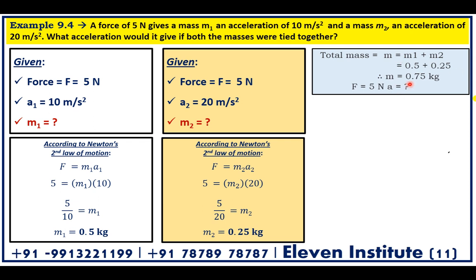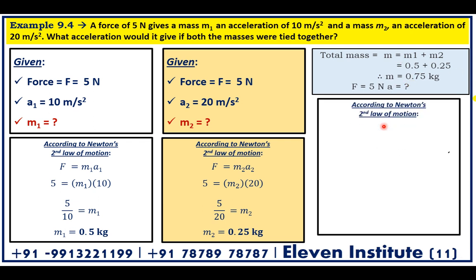Simply after adding the masses, I will again apply the formula F is equal to ma. This time instead of F again I will write 5. Instead of m I will write 0.75. Now I have the total mass, right? And I have to find acceleration, so it will be kept as it is. This 0.75 will go to the other side into the denominator.